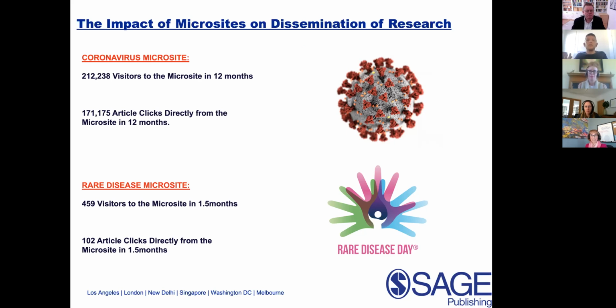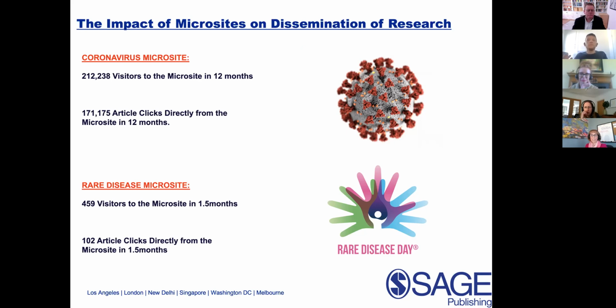So starting with the coronavirus microsite, over the last 12 months, we've had over 200,000 visitors to our coronavirus microsite, and that's resulted in over 170,000 direct clicks to published coronavirus research articles hosted within Sage Journals. And moving on to the rare disease microsite, which is much newer, has been up for less than 2 months. We've received approximately 500 visitors and 102 direct links to published rare disease articles within Sage Journals.